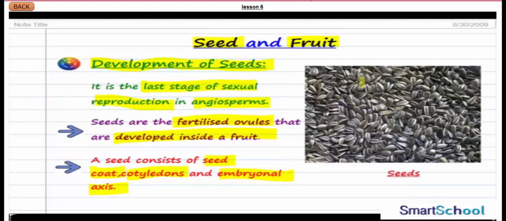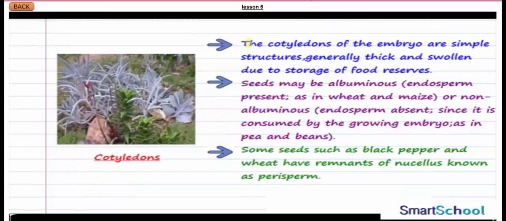Here in this image you can see a large number of seeds being shown. The cotyledons of the embryo are simple structures, generally thick and swollen due to storage of food reserves. So the cotyledons which are present inside the embryo, they are simple structures and they are swollen because they contain food reserves. Now seeds may be albuminous or non-albuminous.